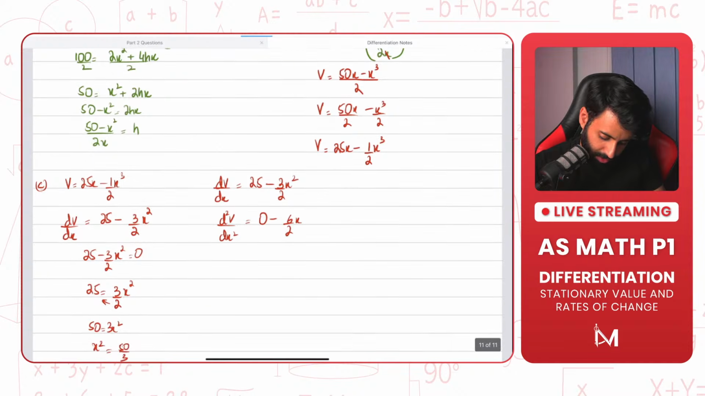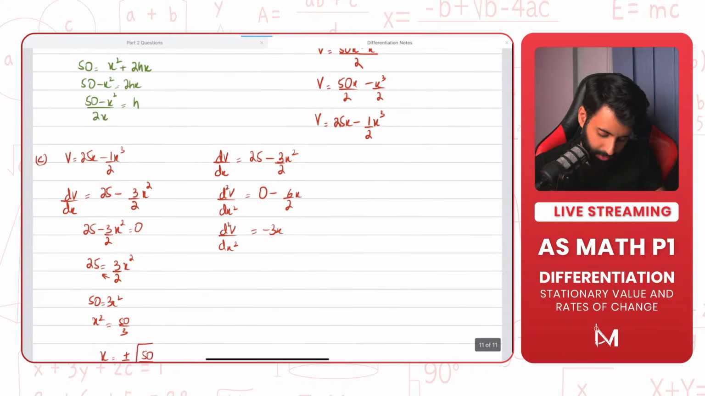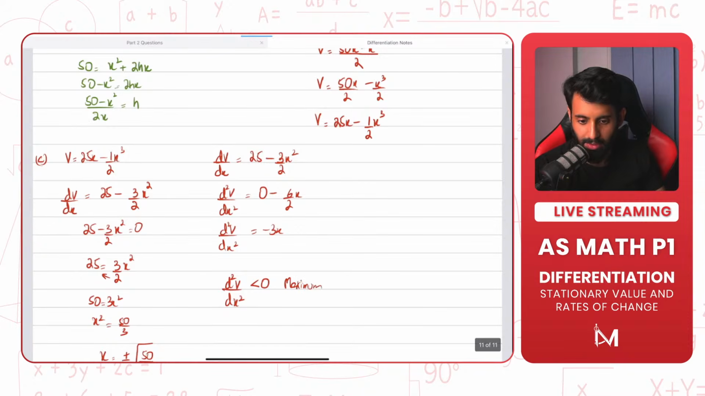Now this is equal to minus 3x. Now since x can only be positive, when you plug in the positive value of x, d square v upon dx square turns out to be less than 0, which means it is a maximum value. And there you go. That's the answer.